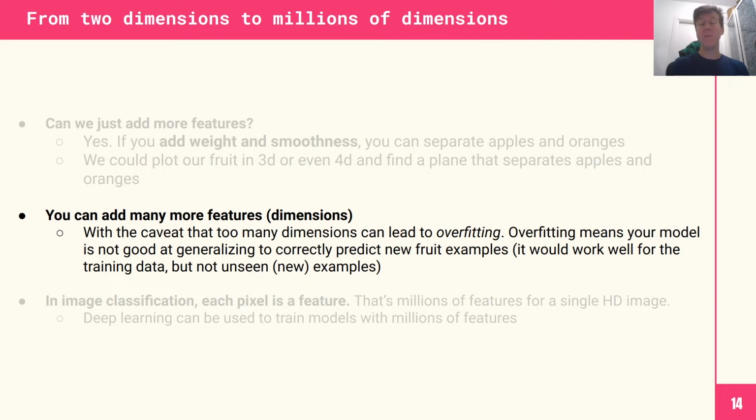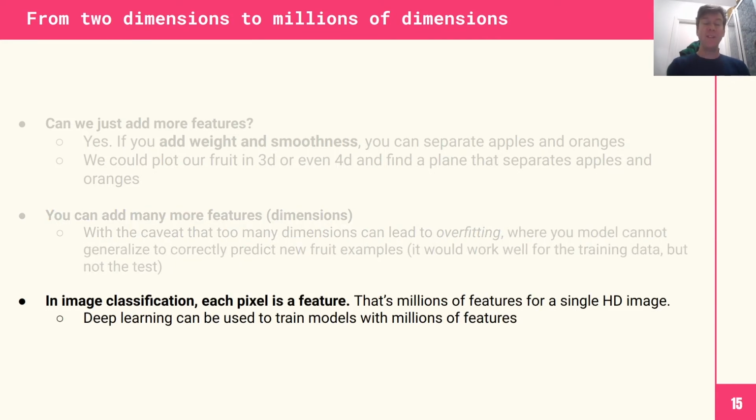The main caveat for adding more dimensions is you can overfit. And to overfit a model to some training data means that your model is not good when it comes to giving it new examples. So we say it's not good at generalizing when you give it a new example of a fruit to predict whether it's an apple or an orange correctly. Now, how many extra features can you add? Well, in image classification, every pixel in your image is a feature. Now, if you've got a high definition image or a 4K image, that's millions of features. And that might sound a little bit absurd compared to what we've been looking at, which is 2 or 3 features. But the area of deep learning, which has been massively successful in image recognition and natural language processing, typically trains models on millions of features and even millions of examples with millions of features.